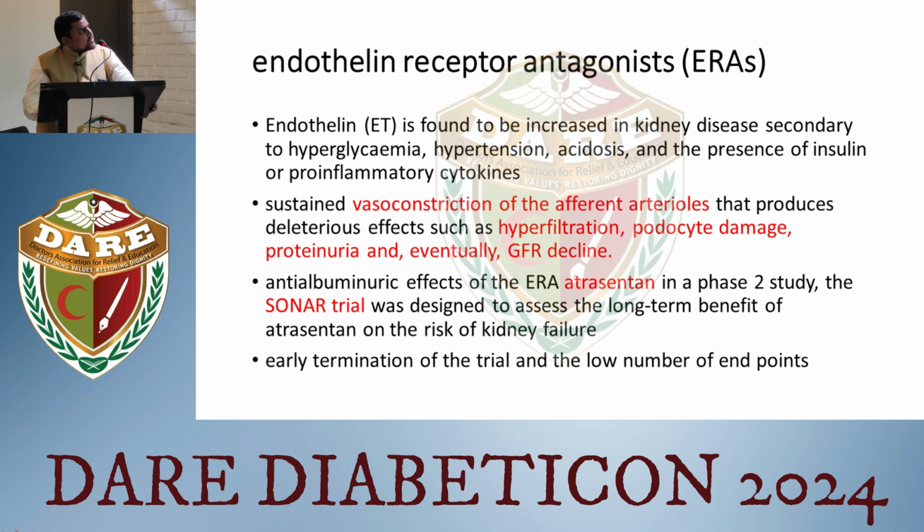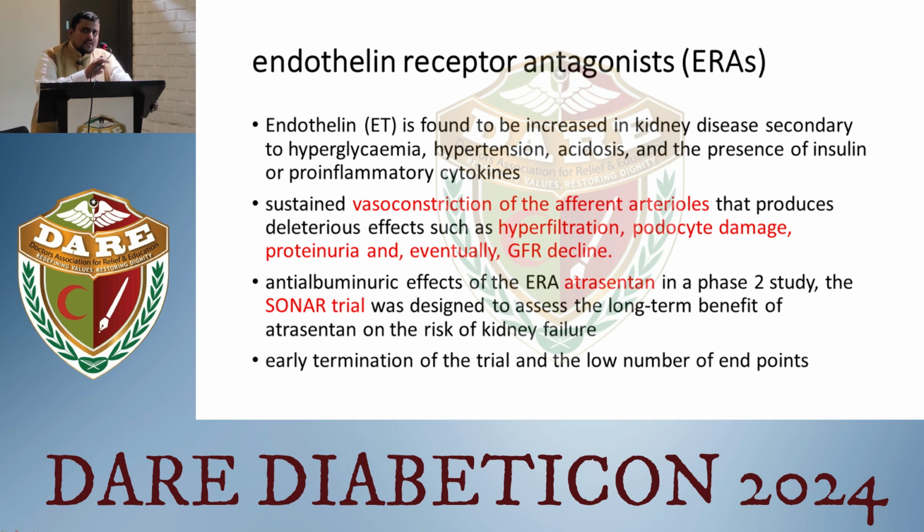Another promising drug is the endothelin receptor antagonist, especially endothelin receptor antagonist type A, where endothelin was found to be increased in kidney disease due to the hyperglycemic load and the presence of insulin and other pro-inflammatory cytokines. This causes sustained vasoconstriction of the efferent arteriole, leading to deleterious effects like podocyte damage and eventually fibrosis and GFR decline.